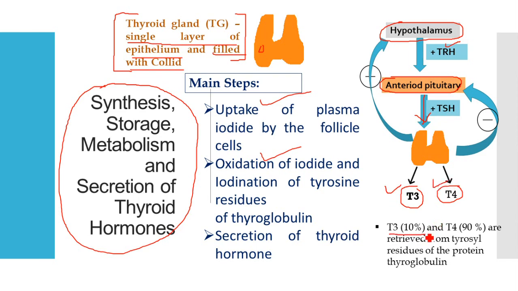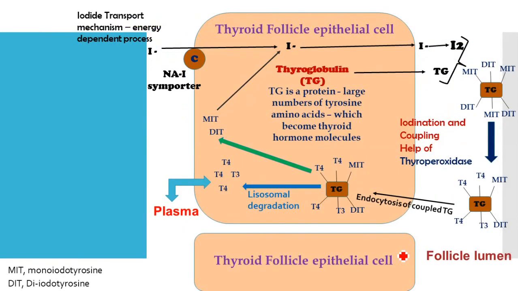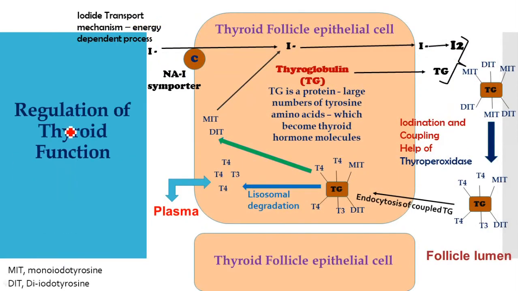Now T3 is about 10% and T4 is about 90% in the thyroid gland. They are derived from tyrosyl residues of the protein thyroglobulin, which is a very important protein for the synthesis of T3 and T4. So this is regarding synthesis, storage, metabolism and secretion of the thyroid hormone. Now further, the regulation of thyroid function is controlled by several factors and several mechanisms are involved.